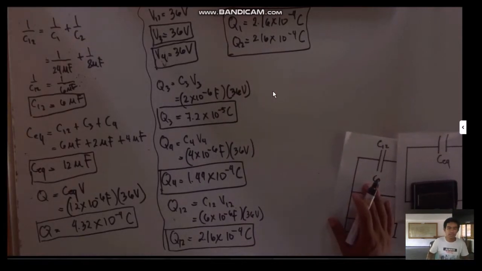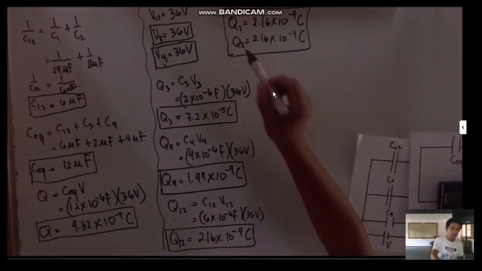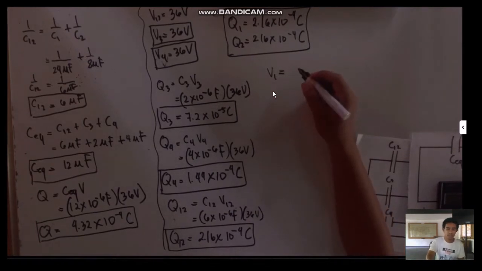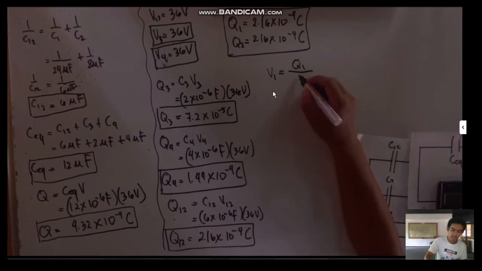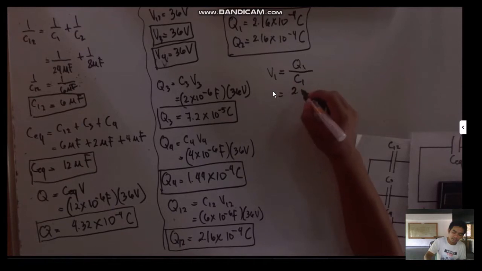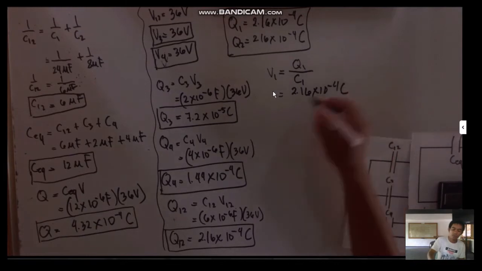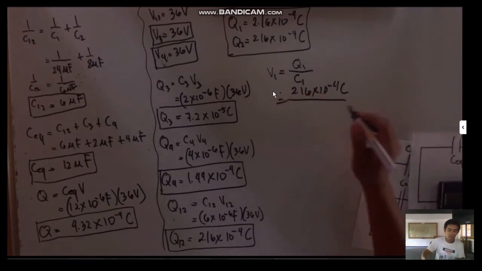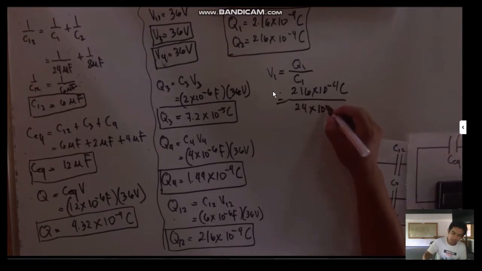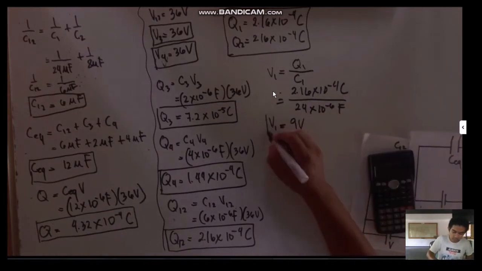Okay, so we have Q1 and Q2, but we don't have the voltage across 1 or across 2. Since we have the charge of 1 and charge of 2, we can obtain them. V1 is charge 1 over capacitance 1. The charge of 1 is 2.16 times 10 to negative 4 coulomb over C1, which is 24 times 10 to negative 6 farad. Then that is equal to 9 volts.